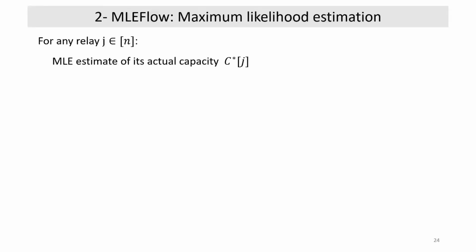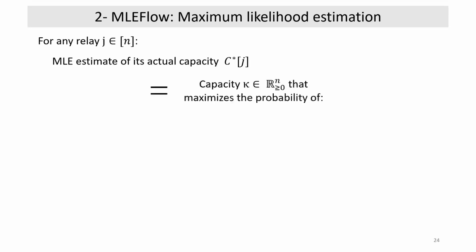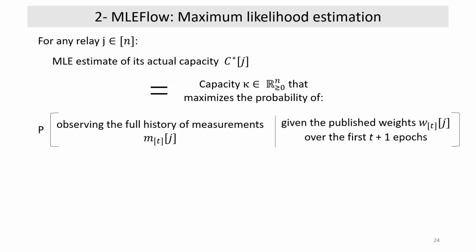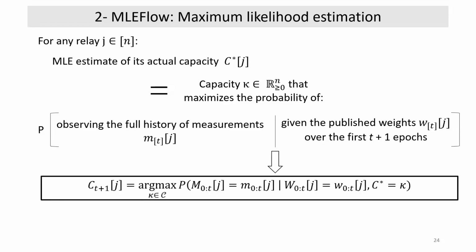For any relay J in the set of all relays in the network that we call N, the MLE estimate of its actual capacity, which we call C star of J, will be a capacity kappa in the set of real positive numbers that maximizes the probability of observing the full history of measurements, MT of J, given the published weights, WT of J, over the first T plus 1 epochs. This can be formulated as the argmax of this probability.